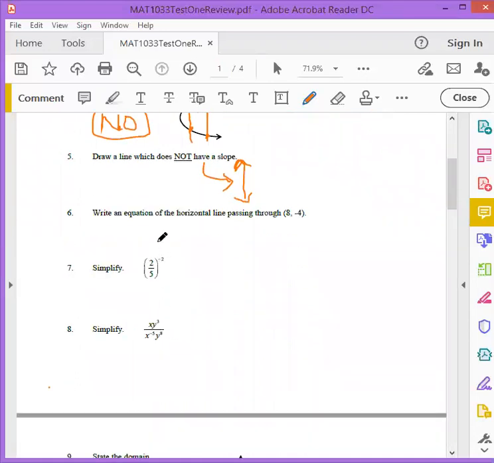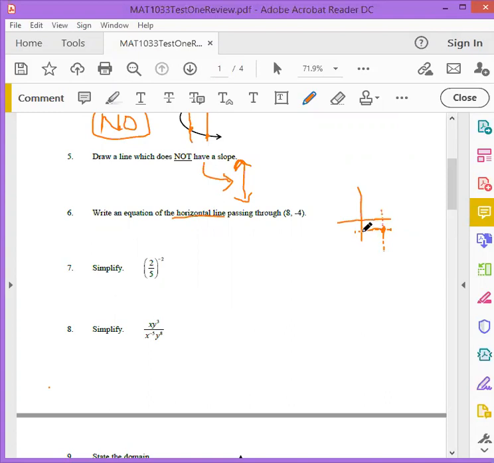Number 6, write an equation of the horizontal line that passes through this ordered pair. We have 8 on the x-axis, negative 4 on the y-axis. So if we're at positive 8 on the x-axis and then down to negative 4, we should be in the 4th quadrant. What is the horizontal line? So we think about the two lines that intersect to form this point. We have a vertical line that moves up and down, and a horizontal line.